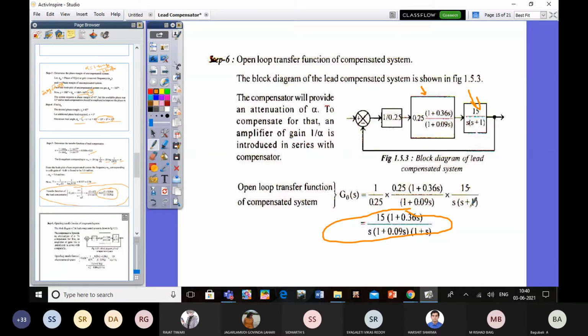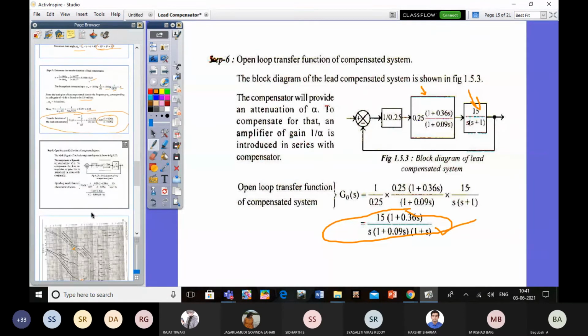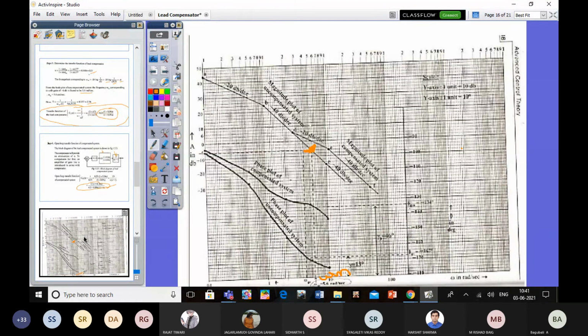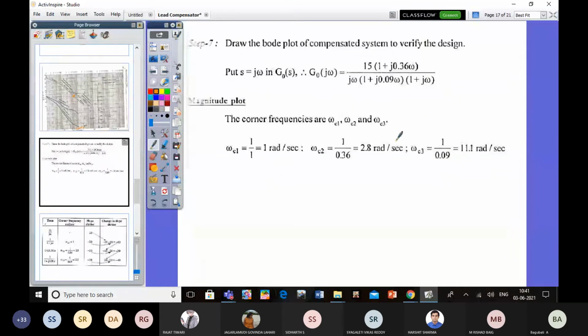Once you get G naught of S, again you have to draw the Bode plot for the compensated system. I have already told you how to draw it, and already given the instructions on how to plot it. Again, for the compensated system, determine the magnitude value and phase angle values. Here it is already in time constant form. Substitute s equal to j omega, and follow the same procedure.